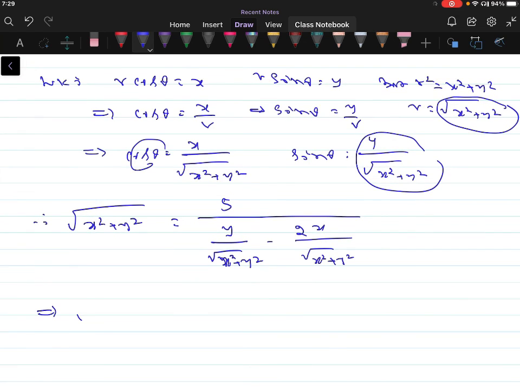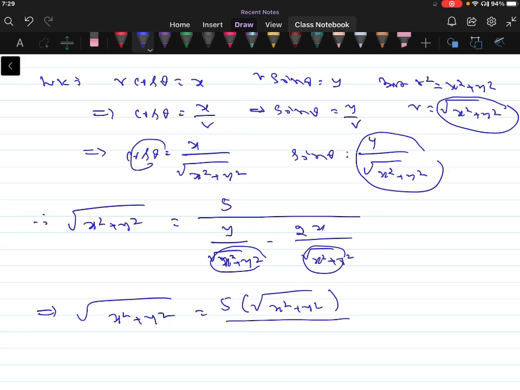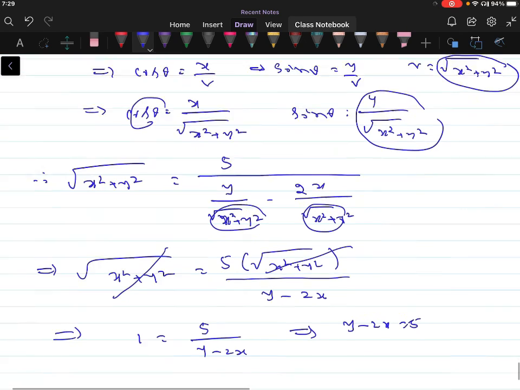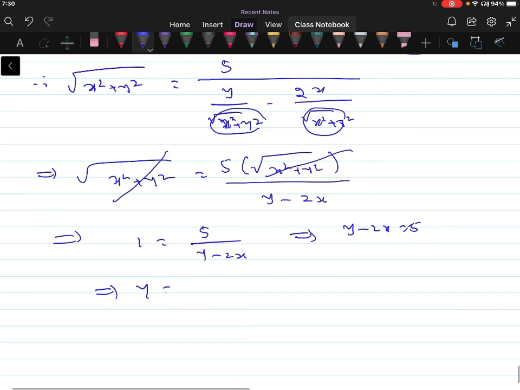So this implies square root of x square plus y square is equal to 5 times, so this term goes to the numerator, square root of x square plus y square divided by y minus 2x. Square root of x square plus y square gets cancelled. This implies 1 is equal to 5 by y minus 2x. So y minus 2x is equal to 5, which implies y is equal to 2x plus 5.